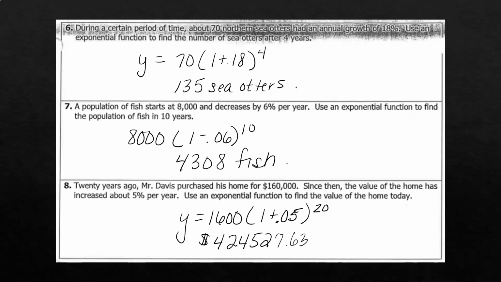And then number 8, y equals 1,600 times 1 plus 1/500 to the 20th power gives you about 4,245,000. Hold on a second. No, $424,527.63. See, that's what happens when you don't put your commas in. All right.